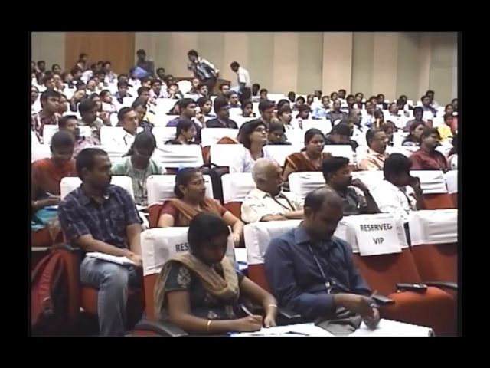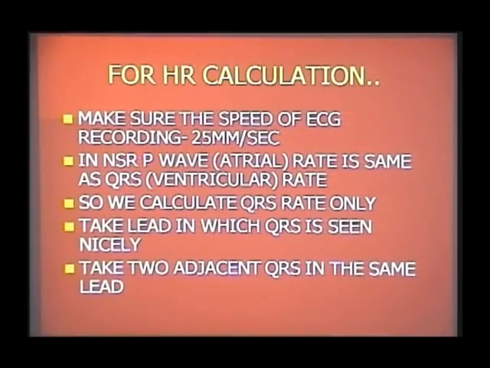Make sure 1 millivolt standardization recording. In normal ECG, all your P waves should be followed by the QRS complex. So you need not separately calculate the heart rate for the atrium and heart rate for the ventricle. Once you calculate the ventricular rate, it should be the atrial rate also in a normal sinus rhythm. So calculate the ventricular rate only when there is a normal sinus rhythm.